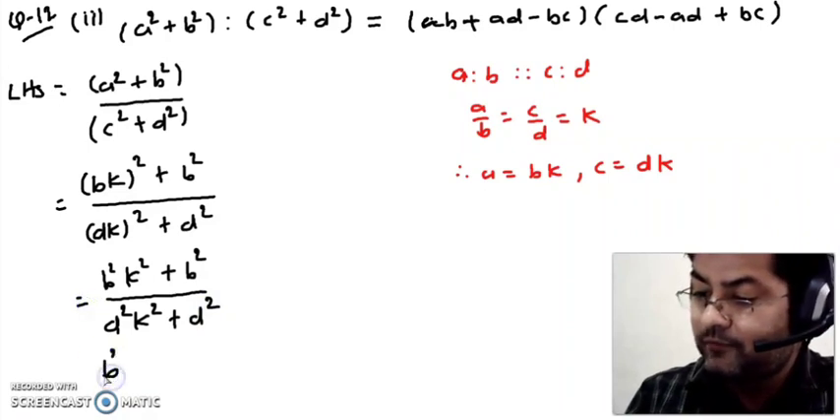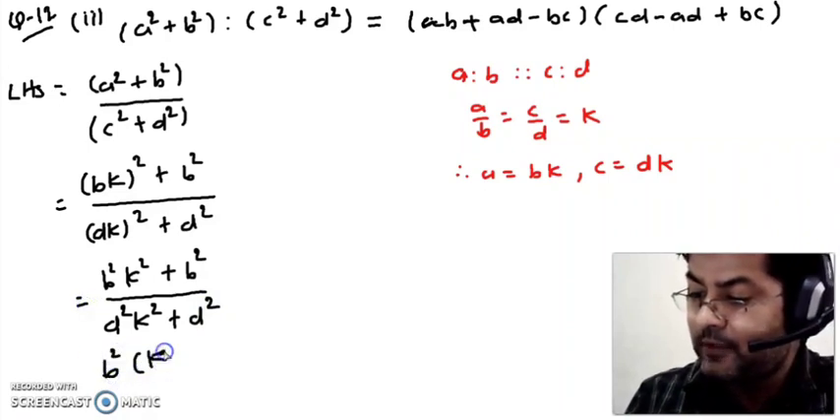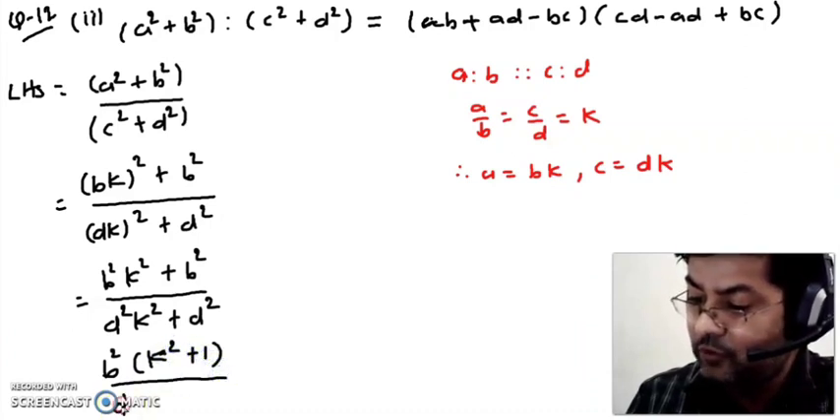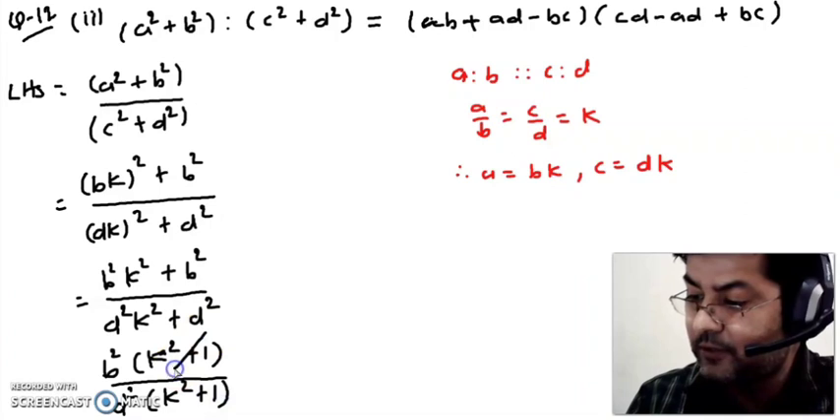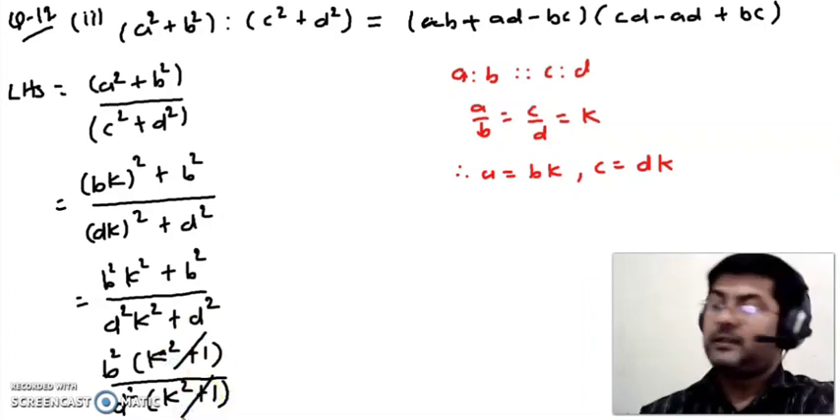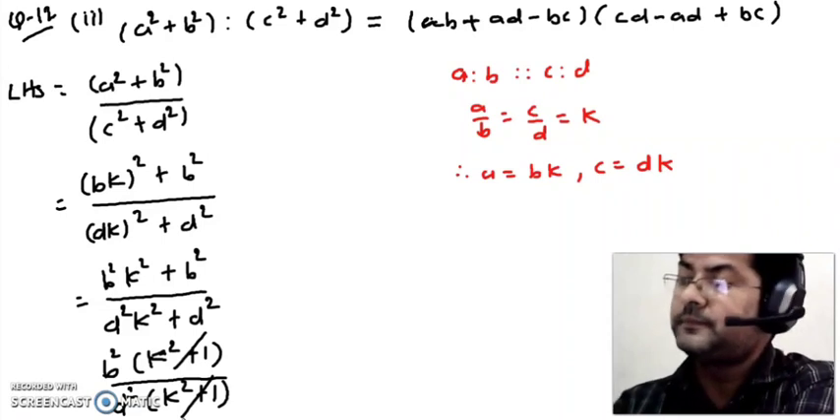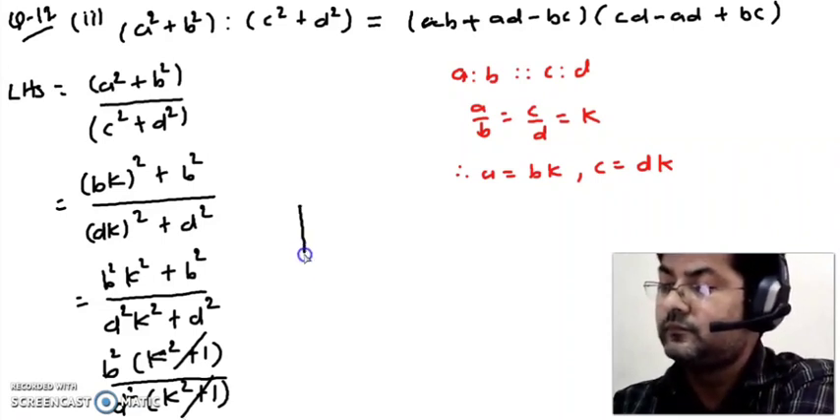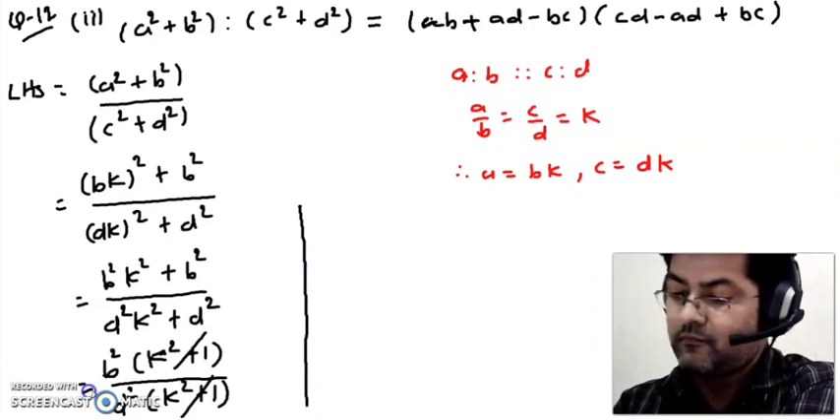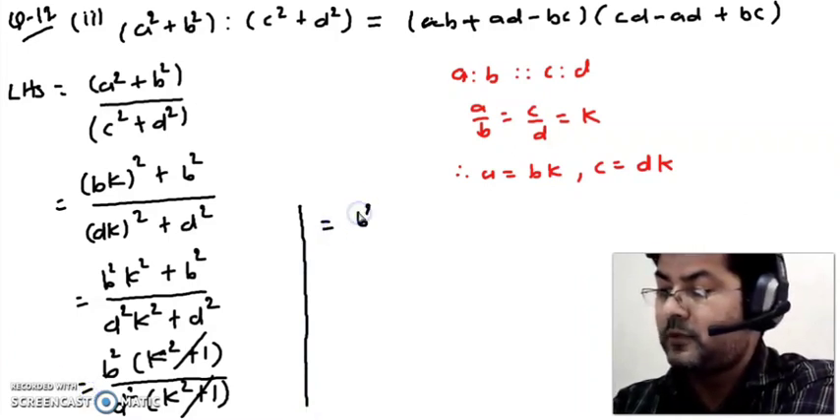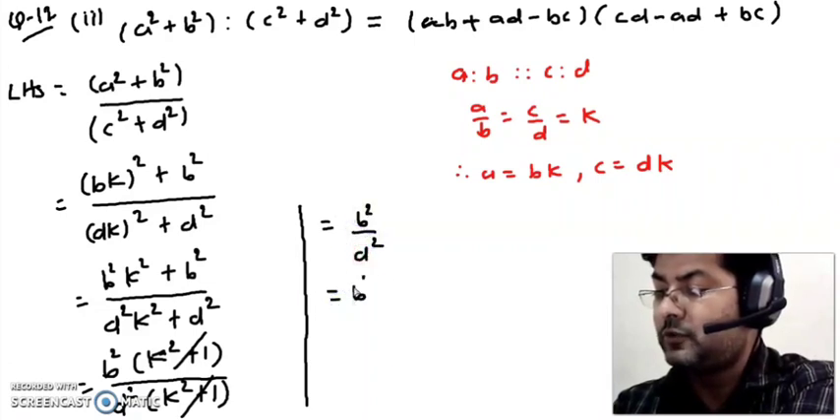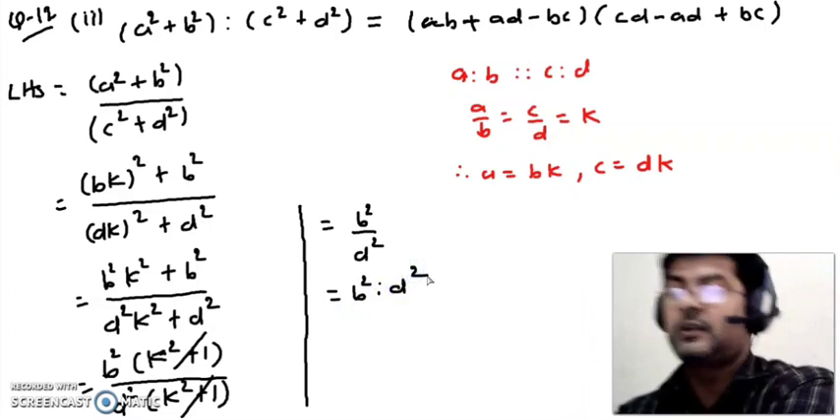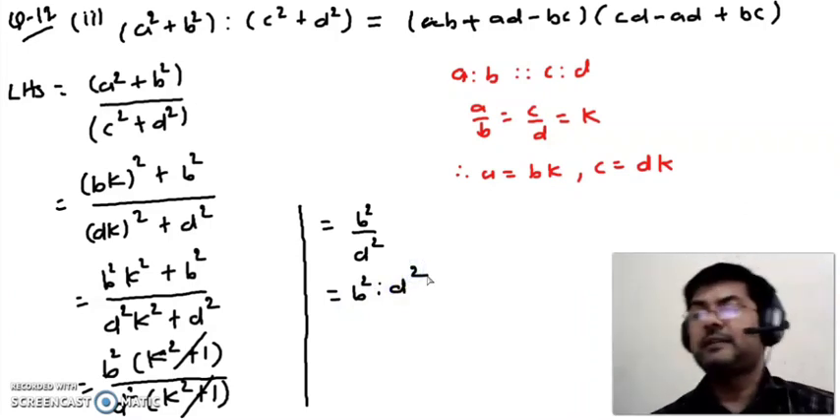Take b square common from the numerator. We have k square plus 1, and d square common from the denominator. Again we have k square plus 1. So we can cancel the brackets k square plus 1, and therefore we get b square upon d square, which is equal to b square is to d square. Now this is the LHS. Now let us simplify the RHS.